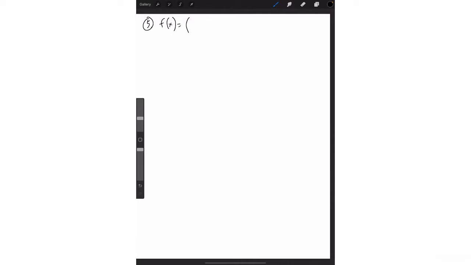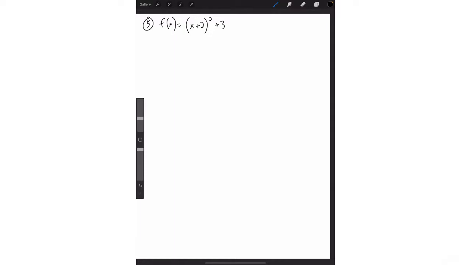So I'm writing out the problem here. F of x is equal to the quantity of x plus 2. Whenever I say the quantity of, that just means it's inside parentheses. Plus 3. Squared plus 3. Okay.